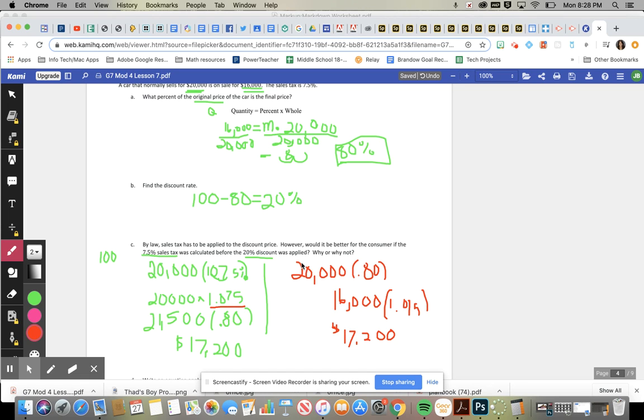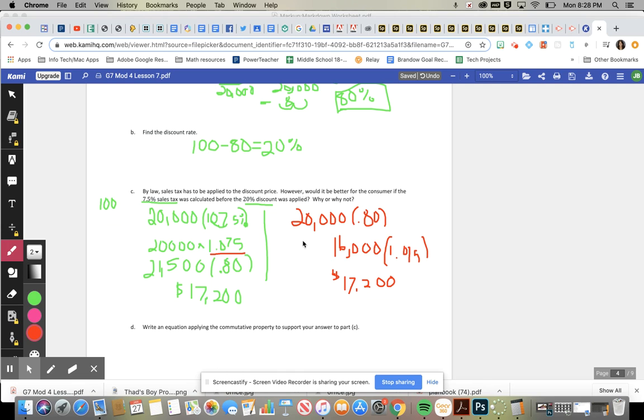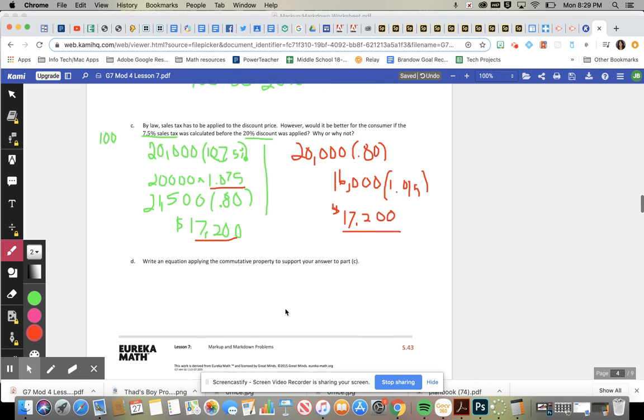So, would it be better for the consumer? No. It's the same amount either way. We can multiply it by whichever first because of the commutative property of multiplication.